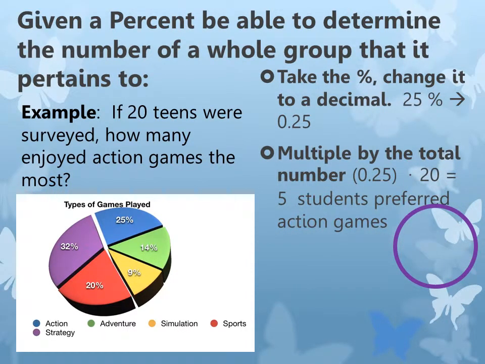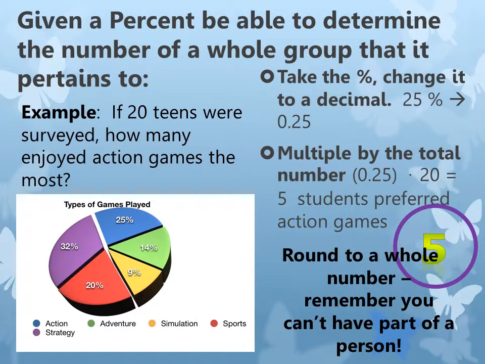Next step is to take that 0.25 and multiply that by how many people we're talking about. So we take 0.25 times 20, and that's 5. So that means 5 students prefer action games. And that's it. One more thing, though, is to remember that you can't have part of a person. So make sure that if you have a partial number, a decimal number, go ahead and round up. Even if it's 4.1, you would round that up to 5, okay? Because you can't have part of a person.